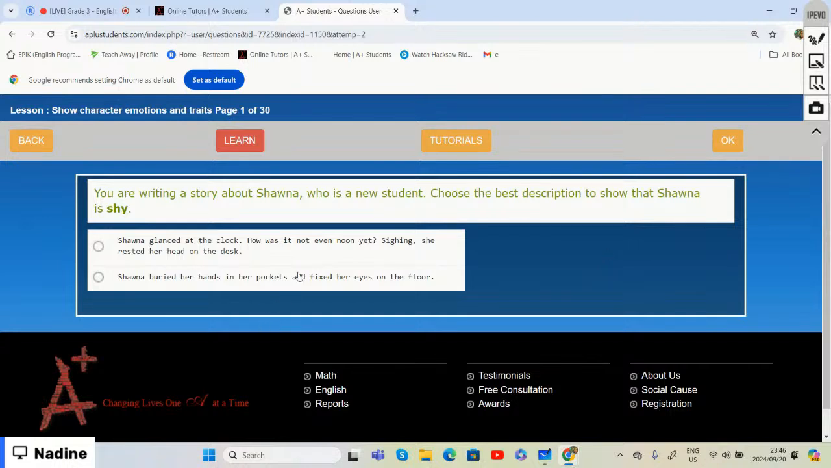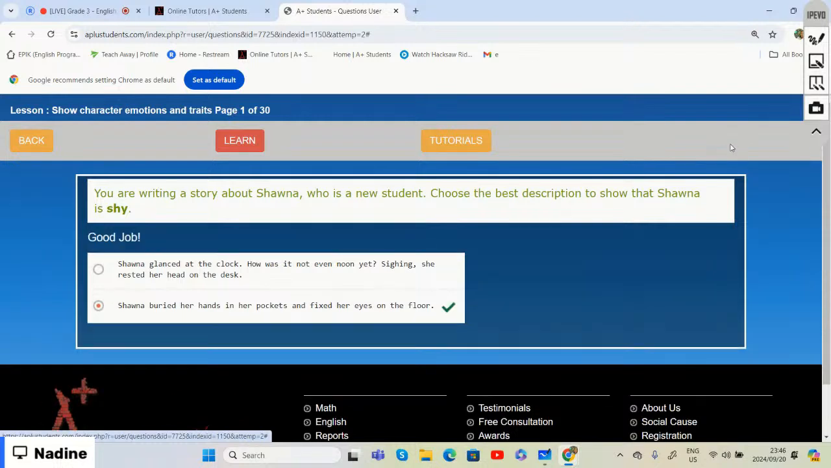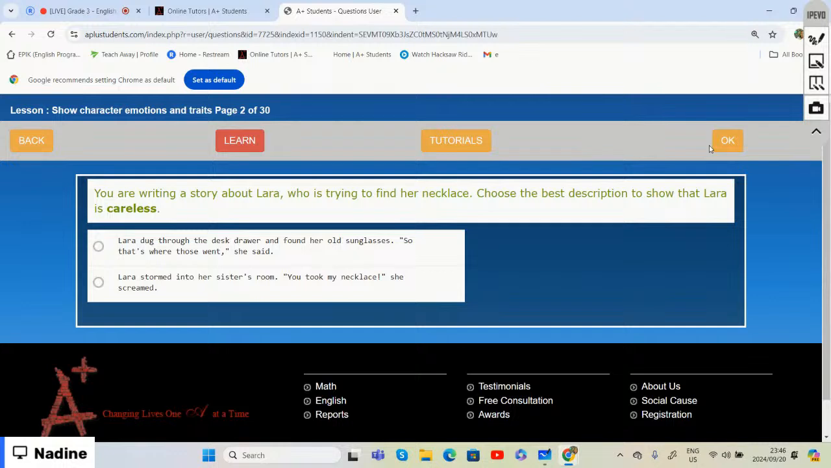All right. So if we were to choose the correct option, then yes, we will choose option two, right? Because that will show that she is shy.